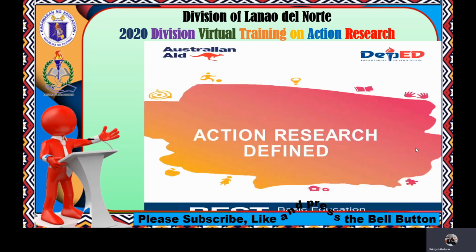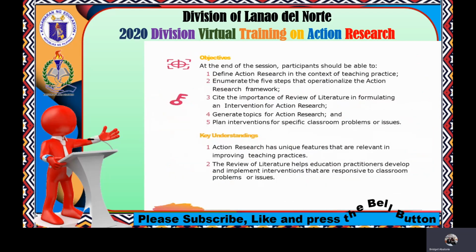So here are the objectives. At the end of the session, participants should be able to: first, define action research in the context of teaching practice; second, enumerate the 5 steps that operationalize the action research framework; third, cite the importance of review of literature in formulating an intervention for action research; fourth, generate topics for action research; and the last one, plan interventions for specific classroom problems or issues.